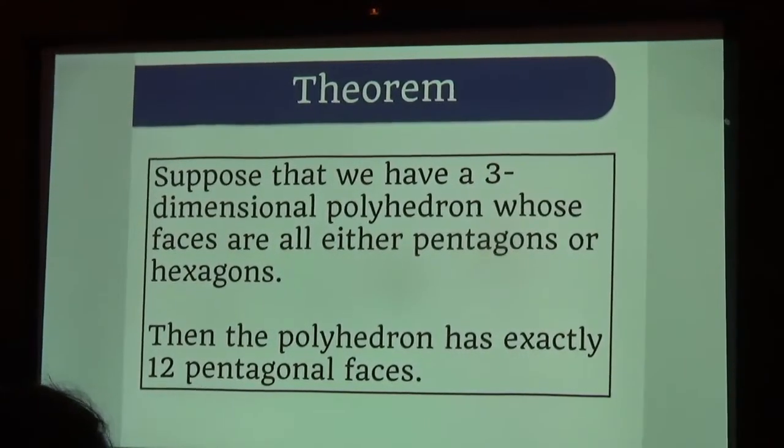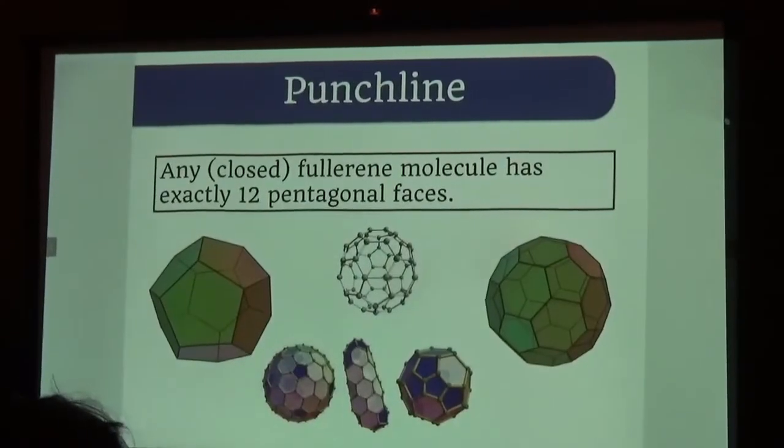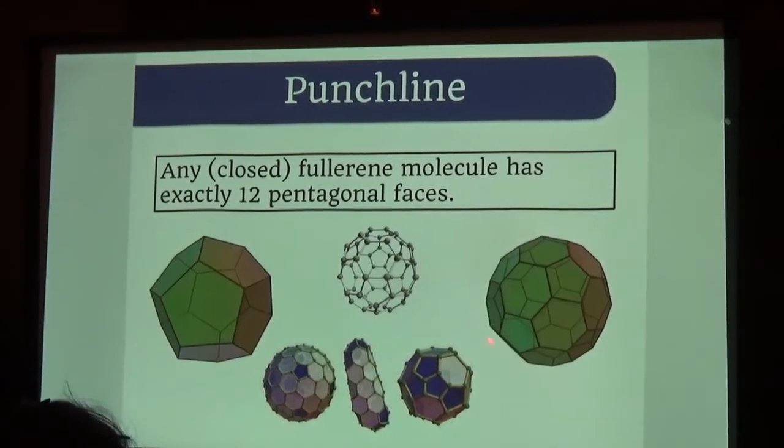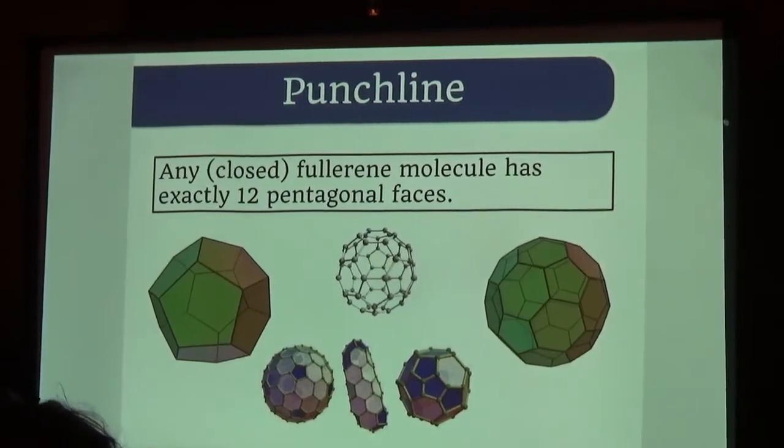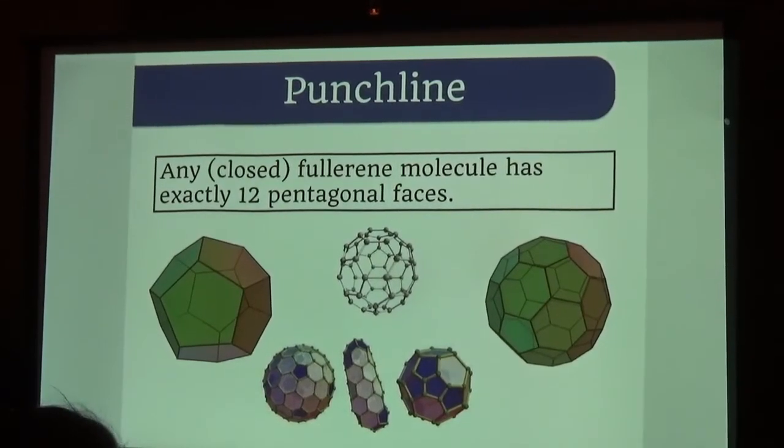The punchline here is that any closed fullerene molecule, which as we recall has only pentagons and hexagons for its faces, has exactly 12 pentagonal faces. Now there are a couple of big things about this. Firstly, that's a result that only came from mathematics. Nobody's used any results from chemistry other than the faces must be pentagons and hexagons. And we have then used maths to prove the fact that there must be 12 pentagonal faces, regardless of anything else.